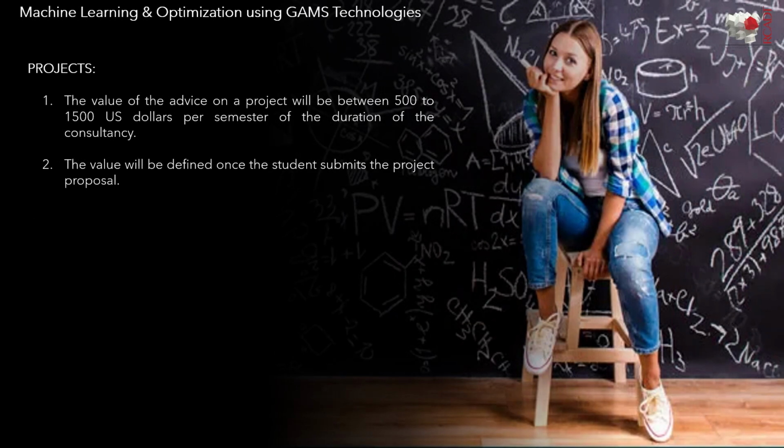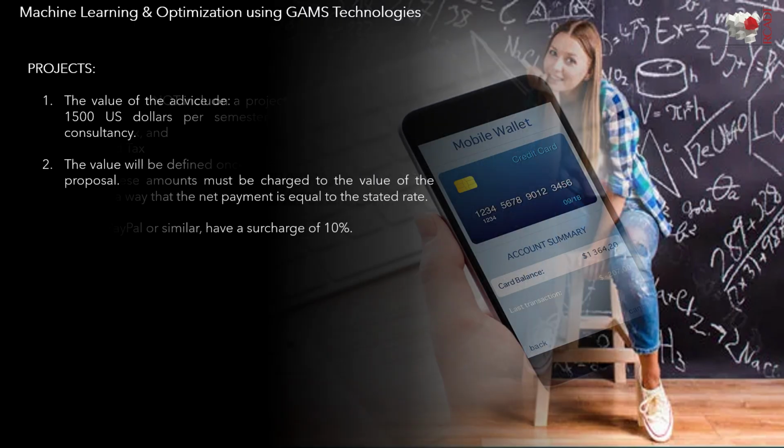If a student is interested in receiving direct advice from R-CADT, the following conditions apply to projects. The value of the advice on a project will be between $500 to $1,500 per semester of the duration of the consultancy. The value will be defined once the student submits the project proposal.